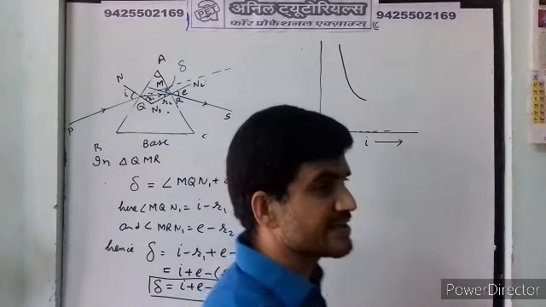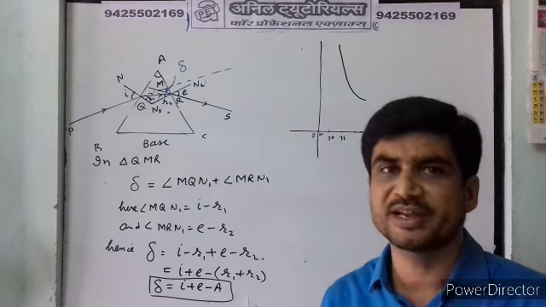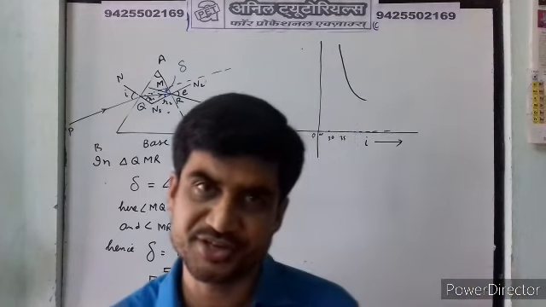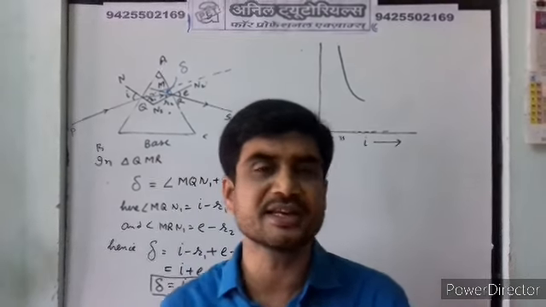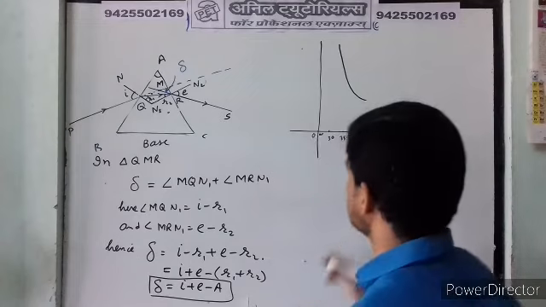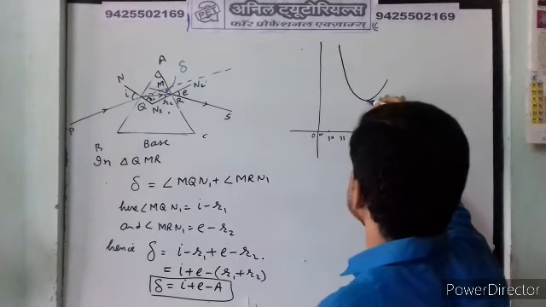You will find the delta is decreasing, and at a particular value of angle of incidence, you will get the least angle of deviation. Then again you increase the angle of incidence, you will find the angle of deviation is increased. Okay, it takes a parabolic graph like this.